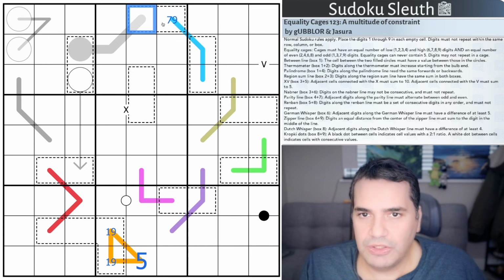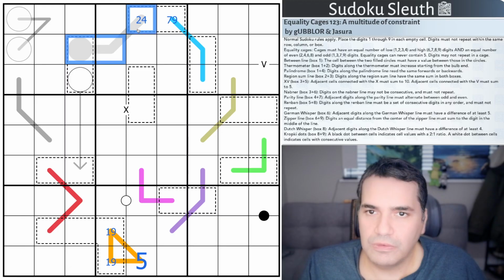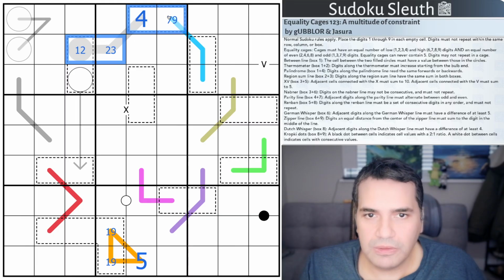Now, in equality cages, once you see a 7 or 9 and it's only a 2-cell equality cage, this can only be 2 or 4, and it can't be a 2 on a 3-cell thermometer. That's got to be a 4, so this is 1, 2, this is 2, 3, and we have a bit more of a break-in. Pretty sure that can't be a 1.